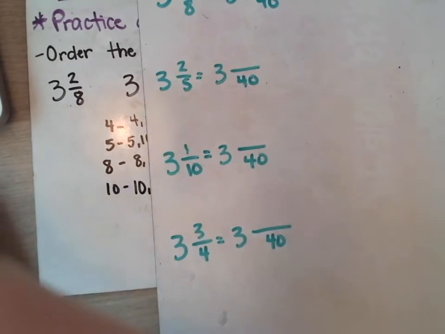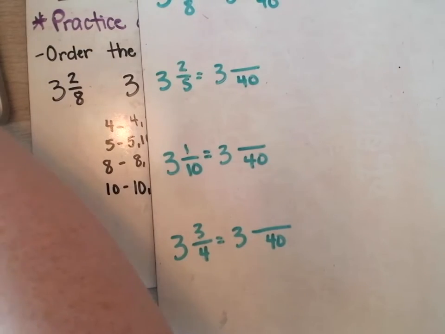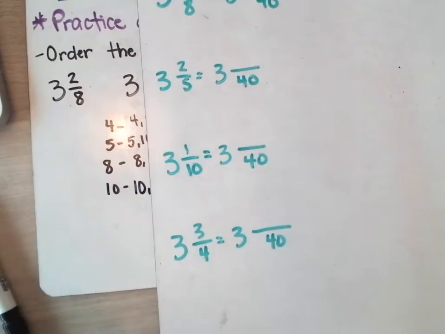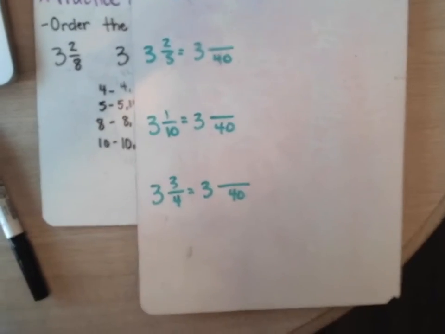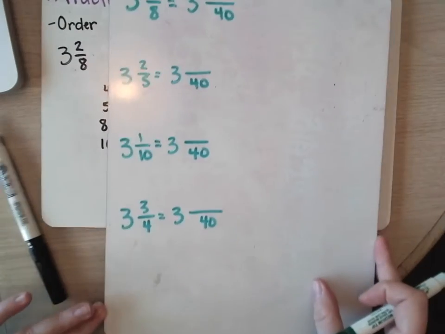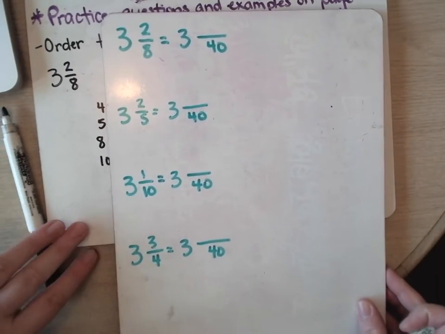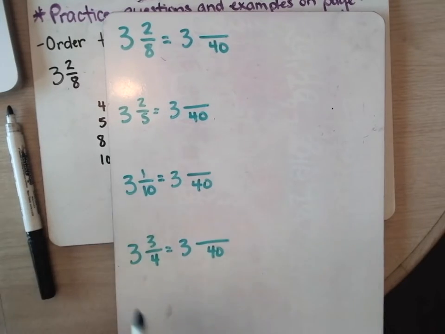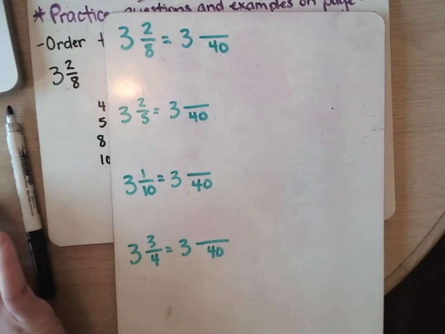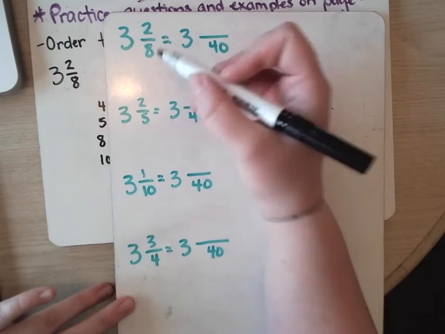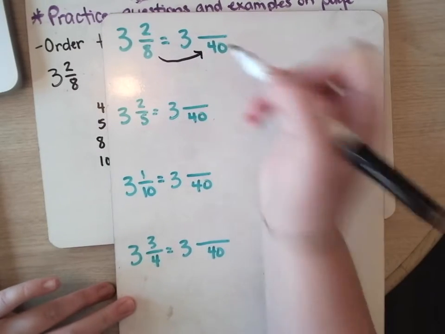So again, we're just finding equivalent fractions. All right, so let's look at this first one. So 3 and 2/8. So I'm going to look at how I go from 8 to 40.